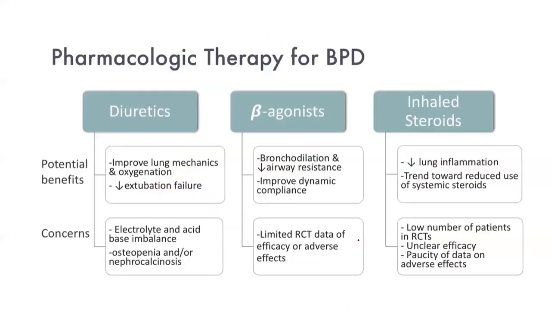So what are the pharmacological treatments that have been used for decades in treating bronchopulmonary dysplasia? Is there any evidence around those medications? We discussed respiratory management, fluid, and the nutrition component, and now the medication or pharmacological component. Diuretics: Lasix is commonly used, hydrochlorothiazide, and spironolactone. Lasix is the stronger diuretic.